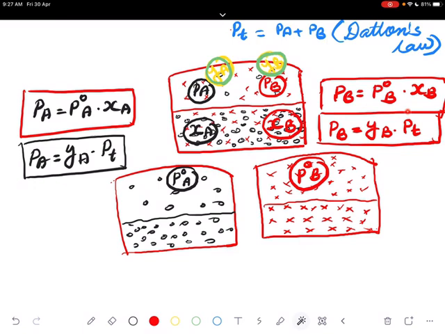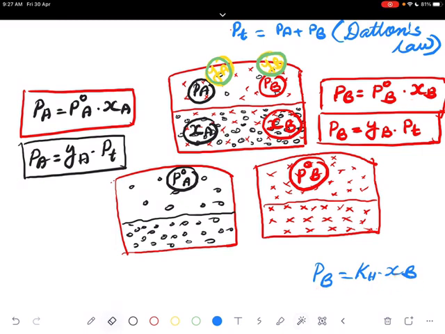And on the previous day we learned Henry's law, that is PB is equal to KH into XB. There also we considered one gas and one liquid. But you see, this P naught B differs from KH. Here it is P naught B, there it is KH. In these two equations, P naught B differs from KH. When P naught B becomes equal to KH, then Raoult's law becomes a special case of Henry's law.